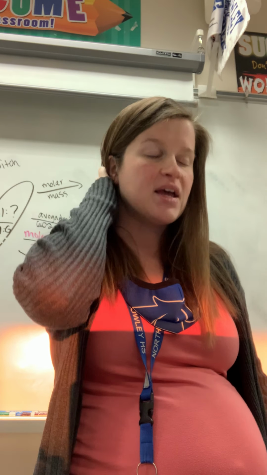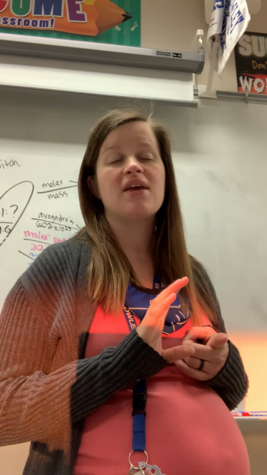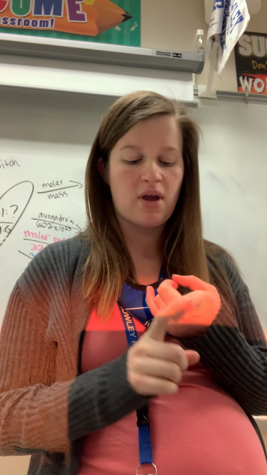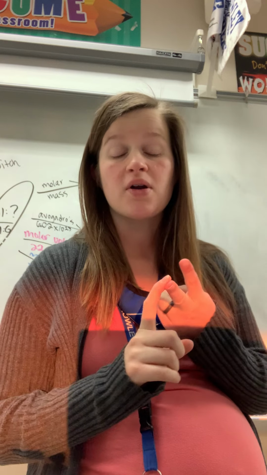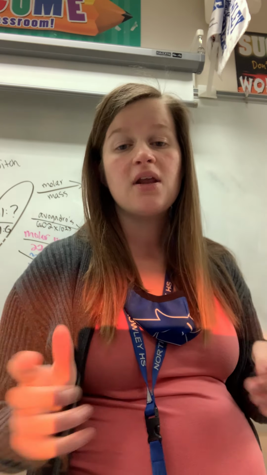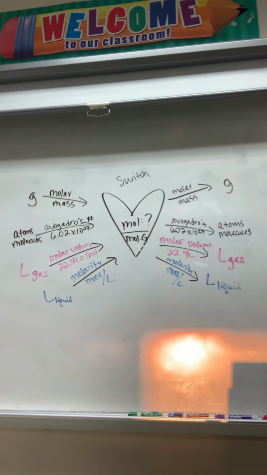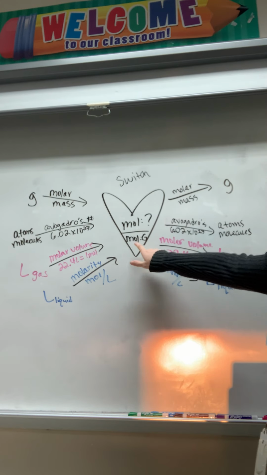In stoichiometry, you're going to be given a given. Your given is either going to be in grams, atoms, molecules, particles, ions, liters, or moles. Depending on what it is depends on where you start on your heart chart. So here's our heart chart. Moles is at the center.